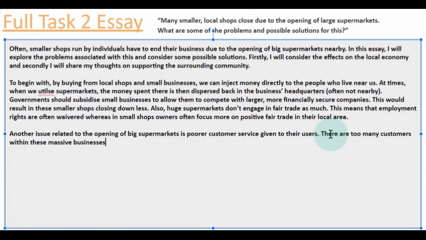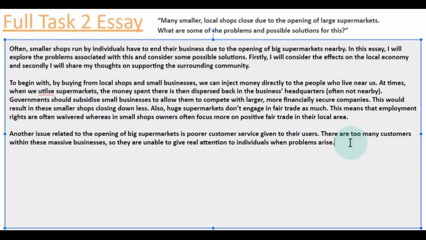Another synonym there, massive businesses. So they are unable to give real attention to individuals when problems arise. Wow, that was quick. I was really on a roll then once more. But let's read this back, make sure that we've got everything grammatically accurate. There are too many customers within these massive businesses, so they are unable to give real attention to individuals when problems arise. Okay, topic, my support, and then the solution.